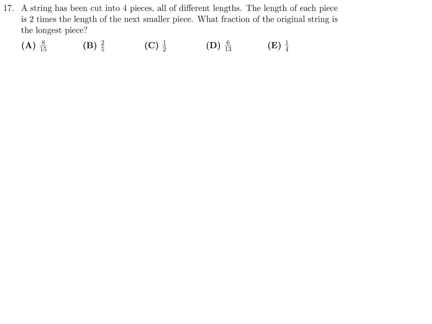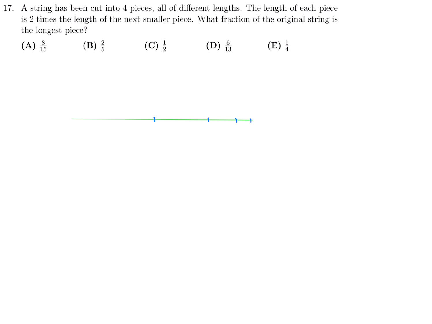A string has been cut into 4 pieces, all of different lengths. The length of each piece is 2 times the length of the next smaller piece. What fraction of the original string is the longest piece? So here's our piece of string. We've got one piece, and then the next piece is half of that size, the next piece is half of that size, and the next piece is half of that size. So something like that.